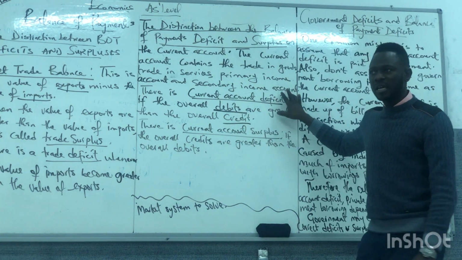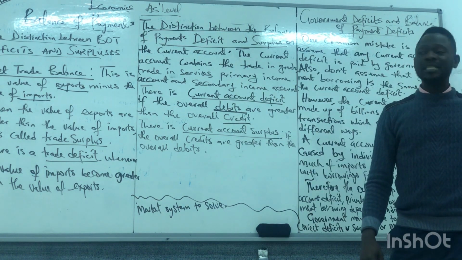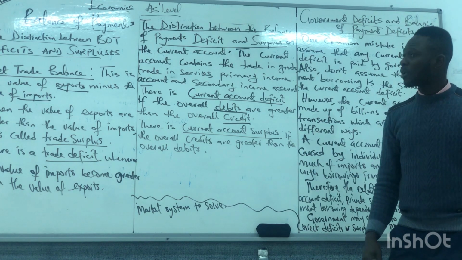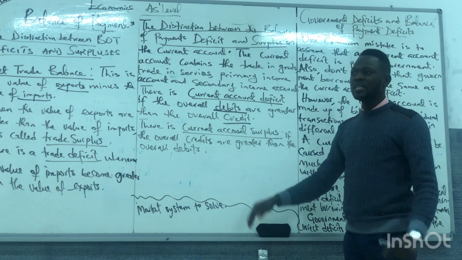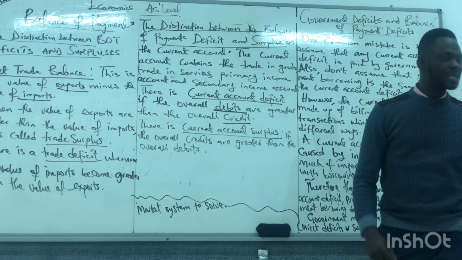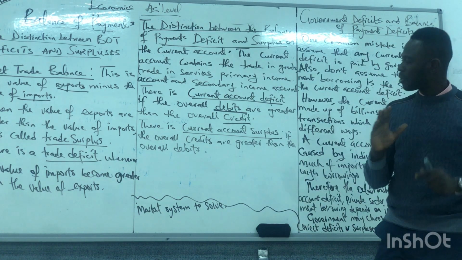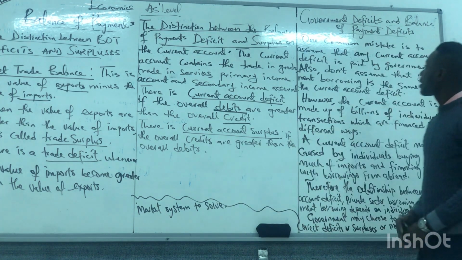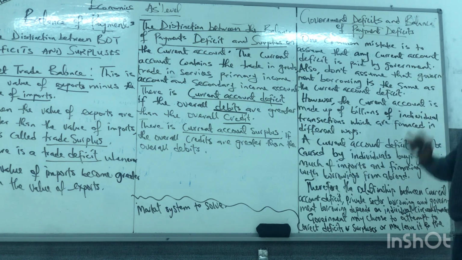Do you understand deficit here? Deficit means the debit side of your current account is greater than the credit side of your current account. Surplus means the credit side of your current account is greater than the debit side of your current account. I think it's clear. Is it clear to you? Yes. Now go to government deficits and balance of payment deficit.